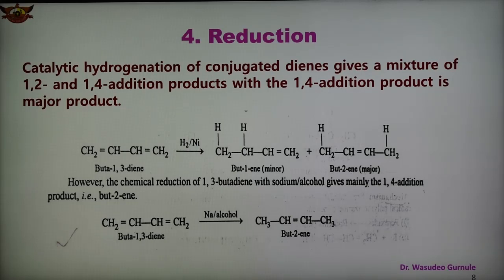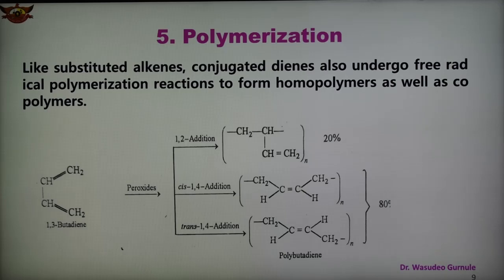So these are the reduction reactions, and catalytic hydrogenation of the conjugated diene gives a mixture of 1,2 and 1,4 addition products. But the 1,4 addition product is the major product in this case also, in the catalytic hydrogenation reaction. Next, number 5 reaction is the polymerization reaction.